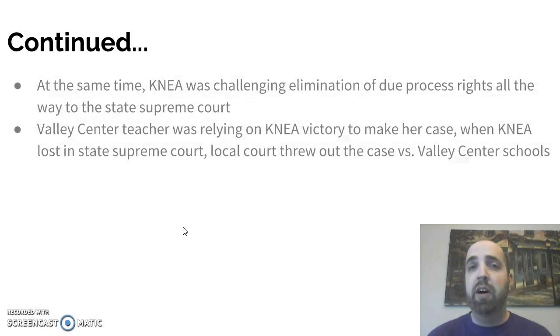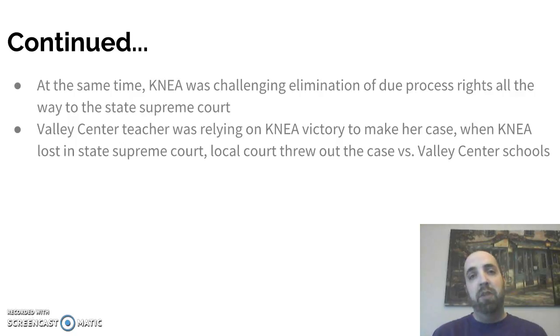At the same time this case was going on, KNEA was challenging the elimination of due process rights all the way to the state Supreme Court. Basically, their argument was you can't have two different topics on the same legal bill, and the legislature had put a school funding legislation in the same bill as a due process elimination topic, and those were two different topics and shouldn't have been included in the same thing. They had gone through case after case all the way up to the state Supreme Court. The Valley Center teacher was relying on this because if the state Supreme Court had said that no, you can't get rid of due process, she would have been deserving of having due process and possibly would have won her case.